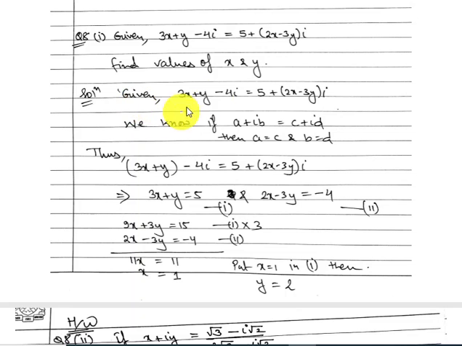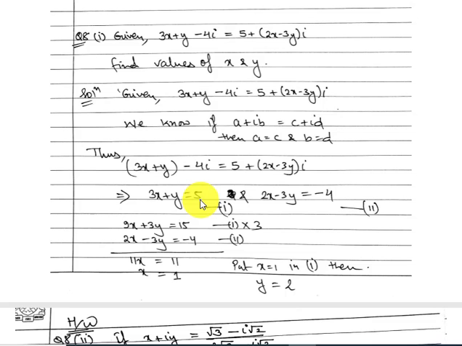Given (3x plus y) minus 4i equal to 5 plus (2x minus 3y) into i. We know that if a plus ib is equal to c plus id, then a is equal to c and b is equal to d. Here also it's the same case. Real part of this is equal to real part of this, imaginary part is equal to imaginary part. So I get 3x plus y equal to 5, and 2x minus 3y equal to minus 4.